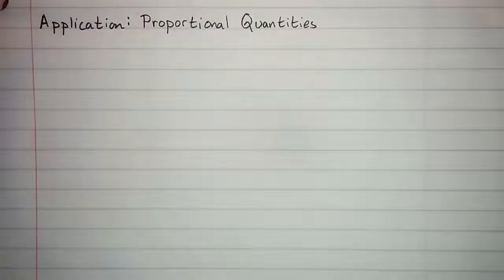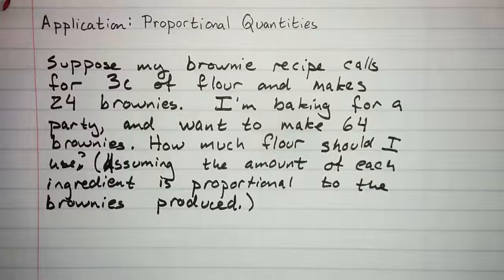One place where we find proportions is in stories about proportional quantities, not unsurprisingly. So, for example, let's suppose I'm baking. Suppose my brownie recipe calls for 3 cups of flour and makes 24 brownies. I'm baking for a party and I want to make 64 brownies. How much flour should I use?